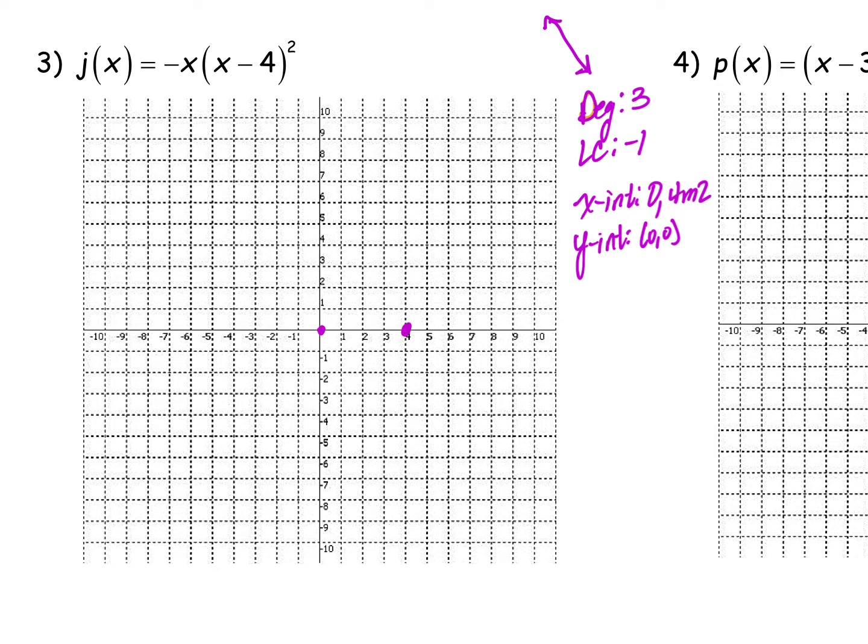So 4 there. And it crosses at 0 and touches at 4. And I'm going to start high. Oh, y-intercept. Okay. So I'm going to start up here, come down through here, come down so far, I don't know how far, touch, and come back down there. I should have curved it a little bit more, but it kind of looks like that.